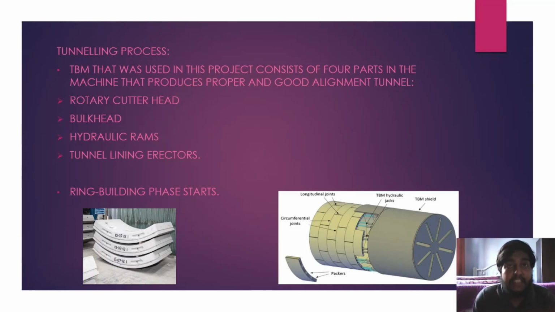The next part is hydraulic ramps. The forward movement of the machine is controlled by hydraulic ramps. The ramps are also used to set the alignment of the machine straight so that deviation does not happen during the impact of the boring works. The last part is the tunnel lining erector. The installation of the tunnel lining is controlled here. This part of the machine allows the installation of the precast concrete lining continuously after the drilling of the tunnel.